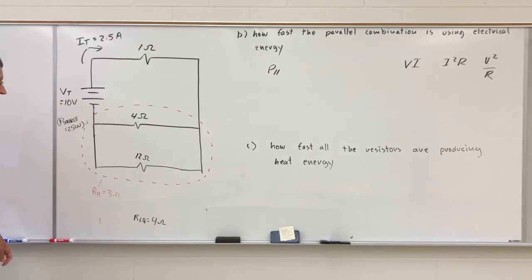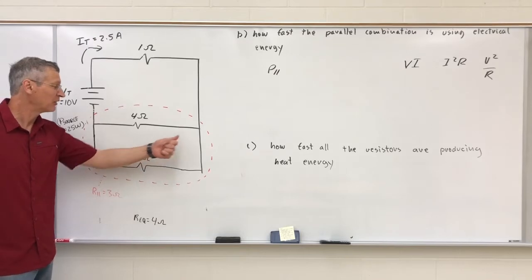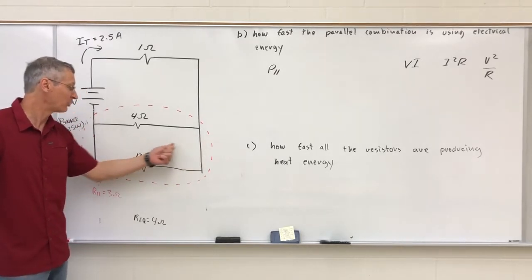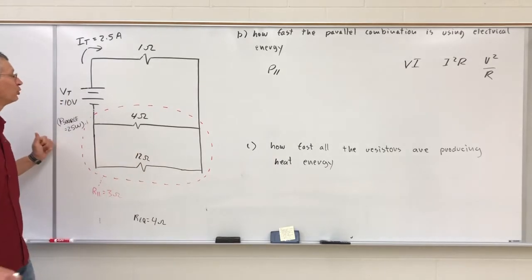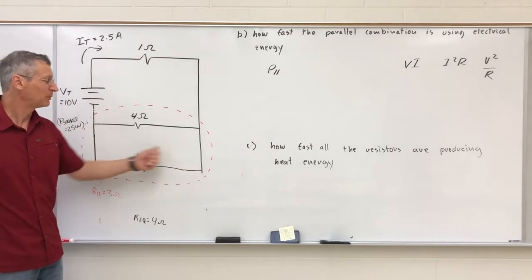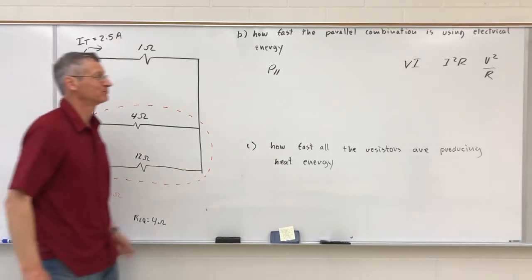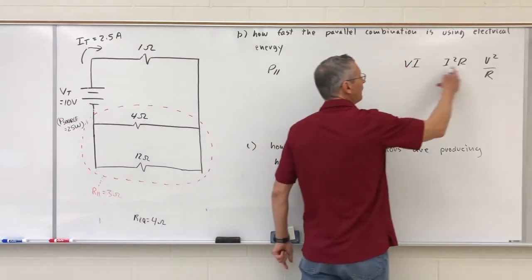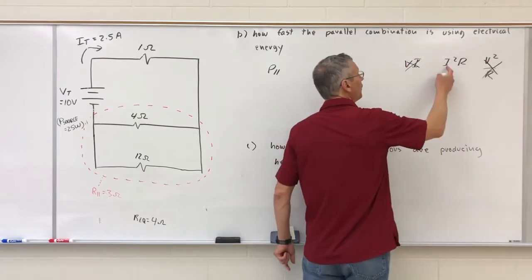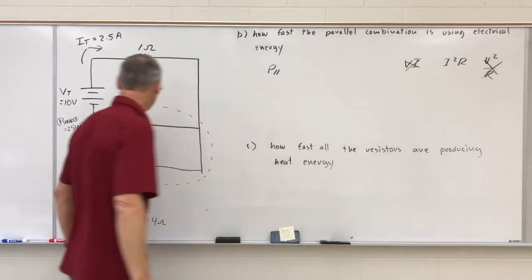Well, we don't know the voltage across the parallel combination, right? We don't know the voltage drop across the parallel combination. We know the voltage drop across everything is 10 volts, but the voltage drop across the parallel combination, we have no idea what that is, so I'm not going to use these two. Do I know the current through the parallel combination? Well, yeah, take a look.